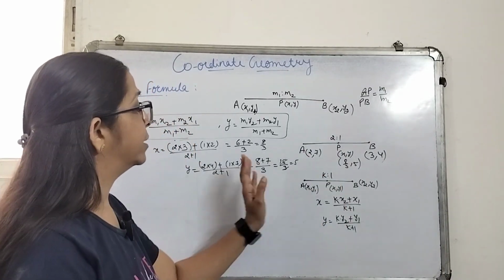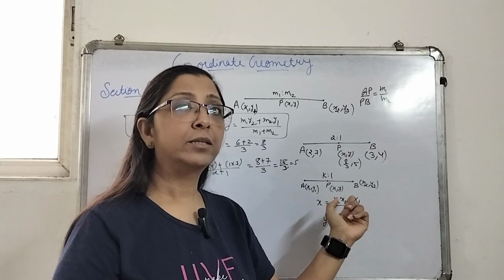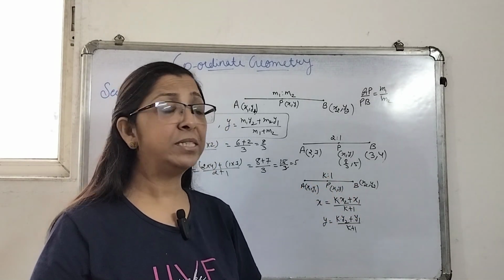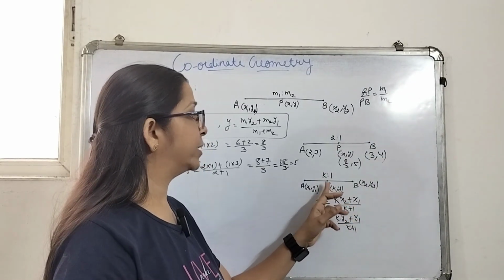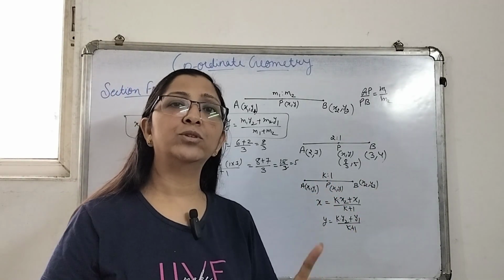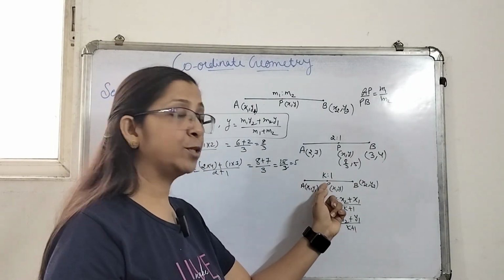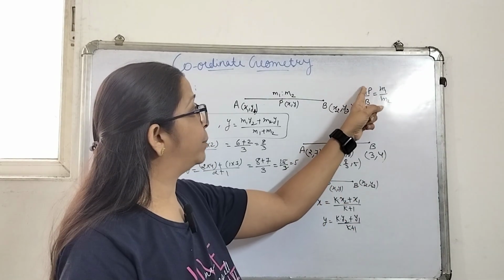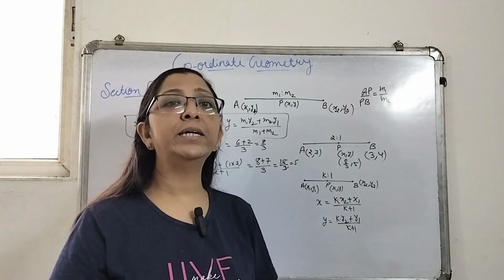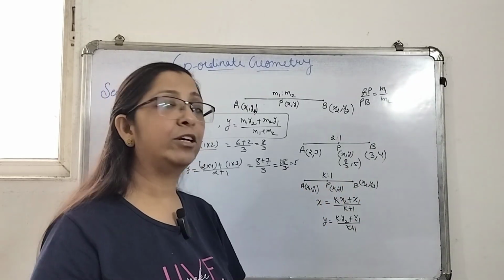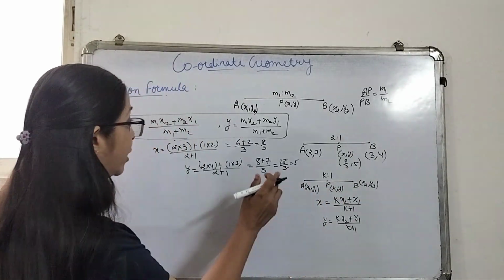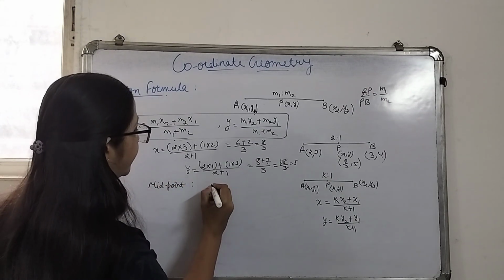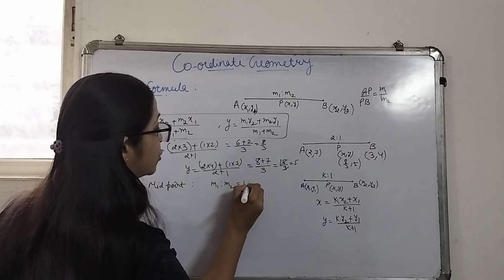Now the special case: if the point P is dividing the line segment AB into two equal halves, that means it is the midpoint. Then we know it is dividing the line segment into the ratio 1 is to 1, because AP is equal to PB. So for the midpoint, the ratio m1 is to m2 will be 1 is to 1.